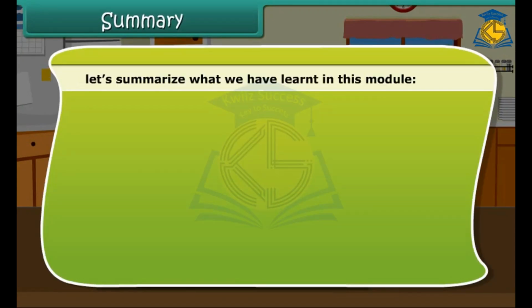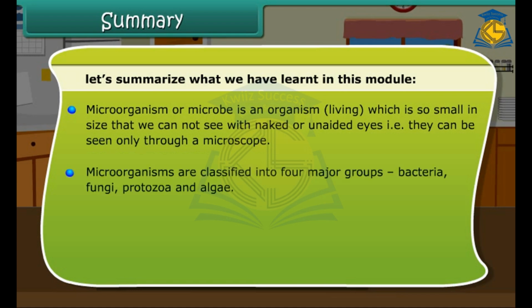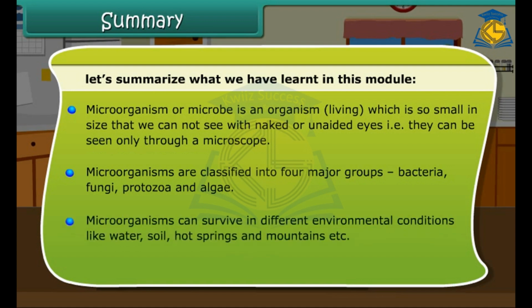Friends, let us summarize what we have learned in this module. Microorganism or microbe is a living organism which is so small in size that we cannot see it with naked or unaided eyes, that is, it can be seen only through a microscope. Microorganisms are classified into four major groups: bacteria, fungi, protozoa, and algae. Microorganisms can survive in different environmental conditions like water, soil, hot springs, and mountains, etc.